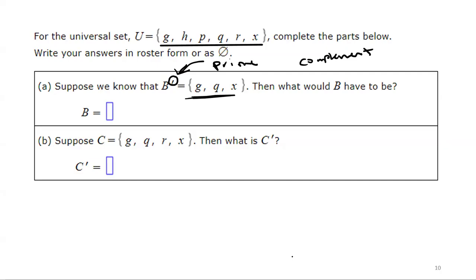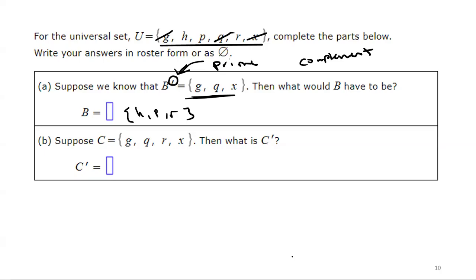So what is that saying? B prime has these, so if I go to the universal set, I'm going to eliminate those items, G, Q, and X, because they're in B prime. Whatever is left over is going to be in regular B. So what's left over is H, P, and R. I'm going to list that.